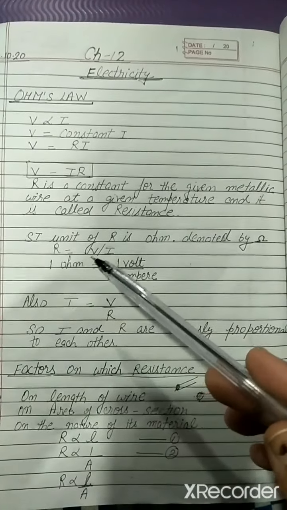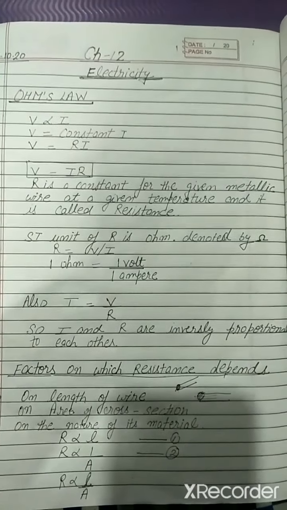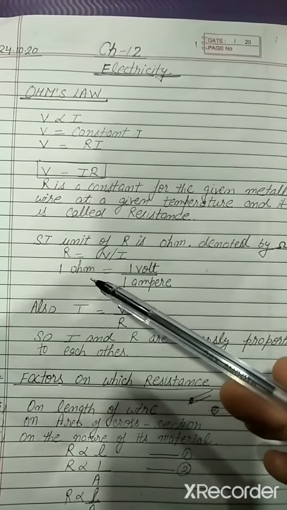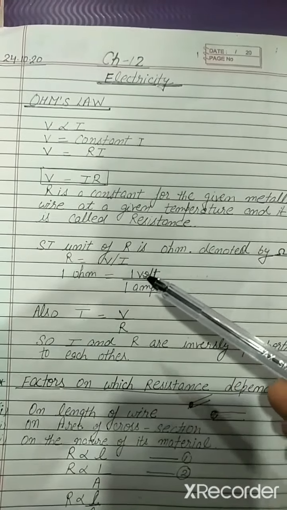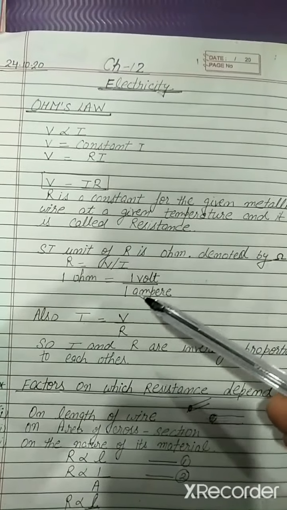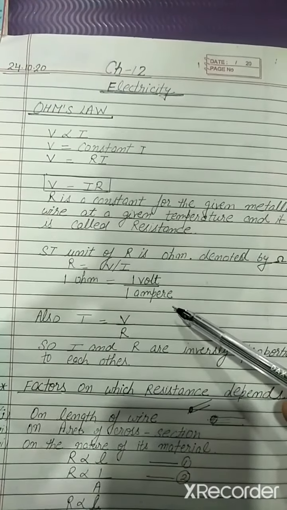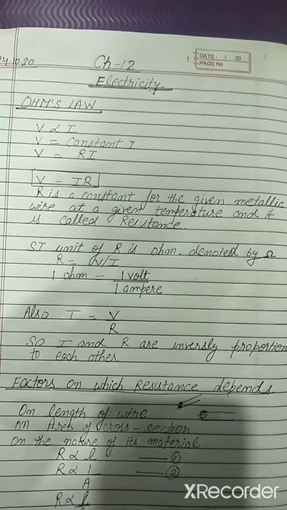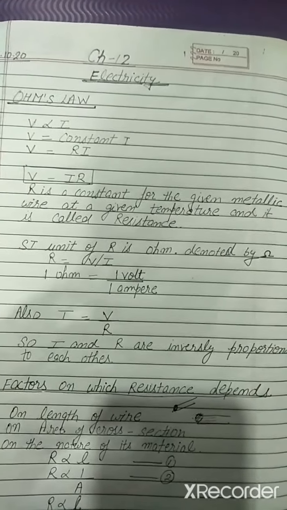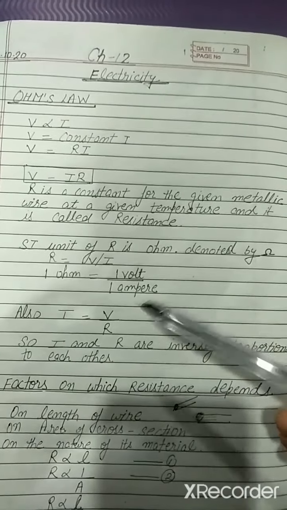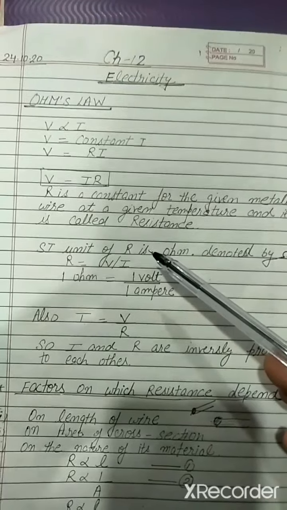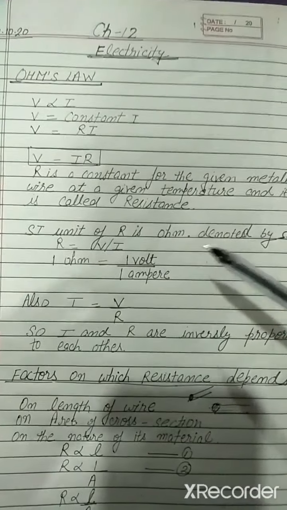So R equals V by I. And we say that 1 ohm resistance is when 1 volt potential is there and the current is 1 ampere. So we can say that resistance is the property of a conductor to resist the flow of charge. Resistance, denoted by capital R, opposes the flow of charge through the wire.